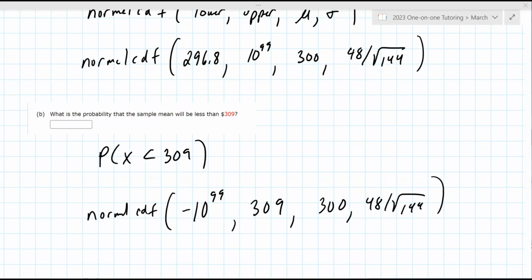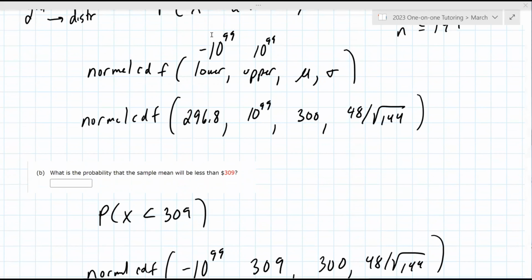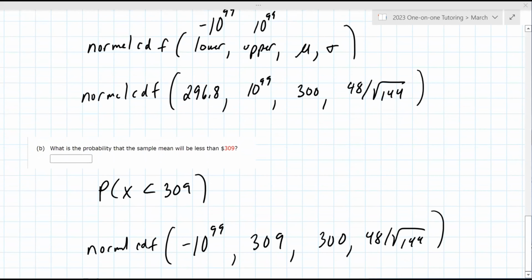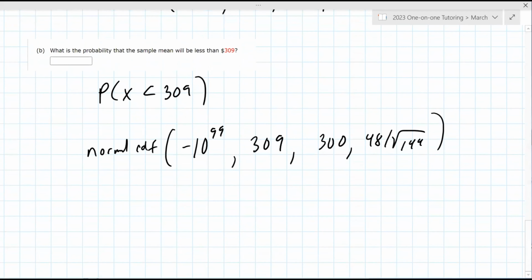What would be the lower again? Negative 10 to the 99. If you don't know the lower, it's negative 10 to the 99. If you don't know the upper, it's 10 to the 99. X means all the numbers below 309, and that's why 309 is your upper value for that. Okay, let me try this answer.